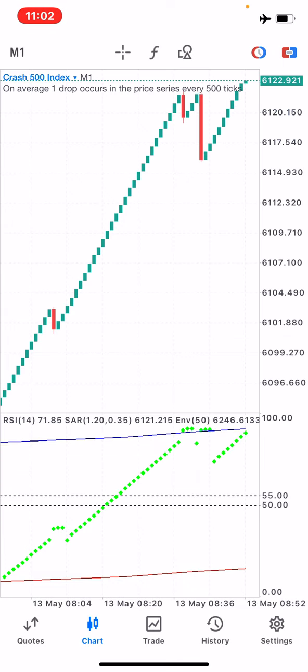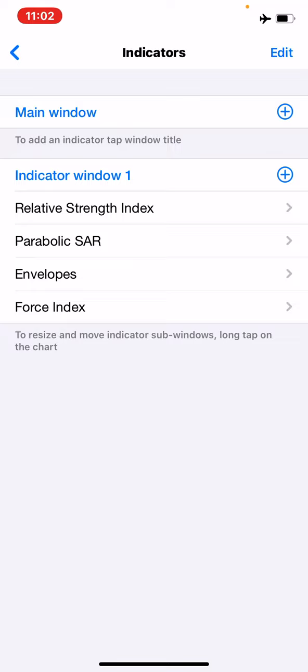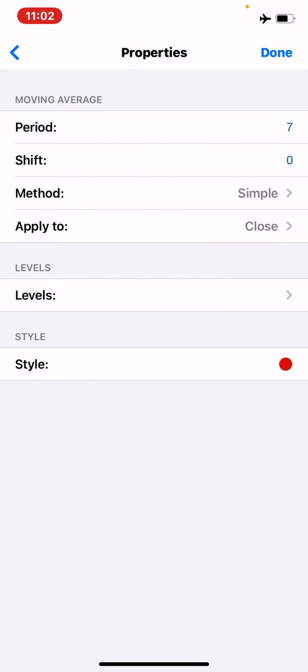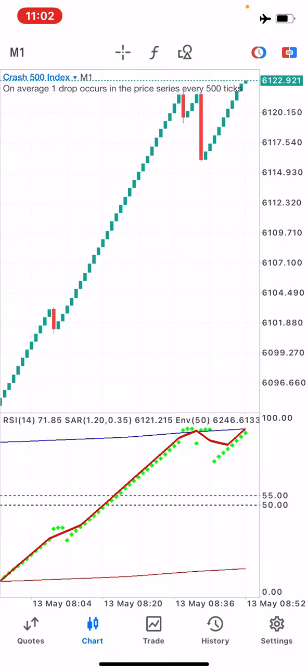I'm going to click done. And then what I then want lastly is my moving average, which is also going to go to indicator window 1, and it is going to have the following properties: a period of 7, a shift of 0, a method of simple, apply to close, and then color red is the color of my choice. Then I'm going to click done.